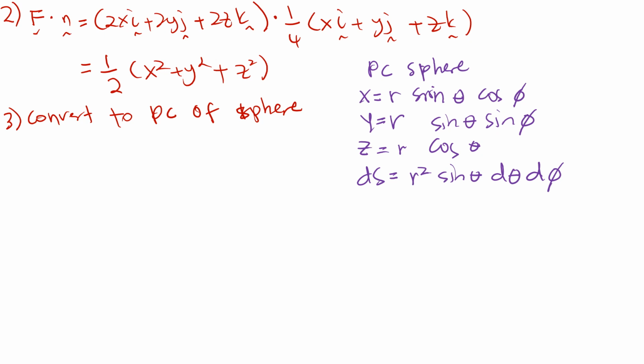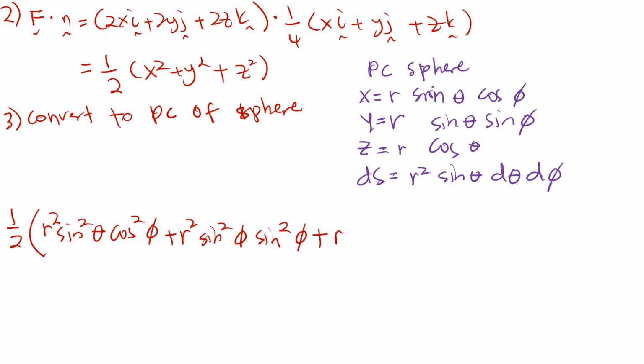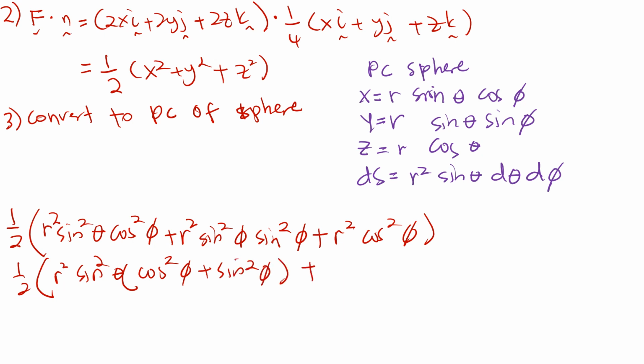So what you get is 1 over 2. X is, okay, maybe I want to write it here, because it requires more space. So x squared is r squared sine squared theta cos squared phi plus r squared sine squared theta sine squared phi plus r squared cos squared theta. Okay, you can simplify this to be r squared sine squared theta times cos squared phi plus sine squared phi, plus r squared cos squared theta. This is equal to 1. So you will get 1 over 2 r squared sine squared theta plus r squared.